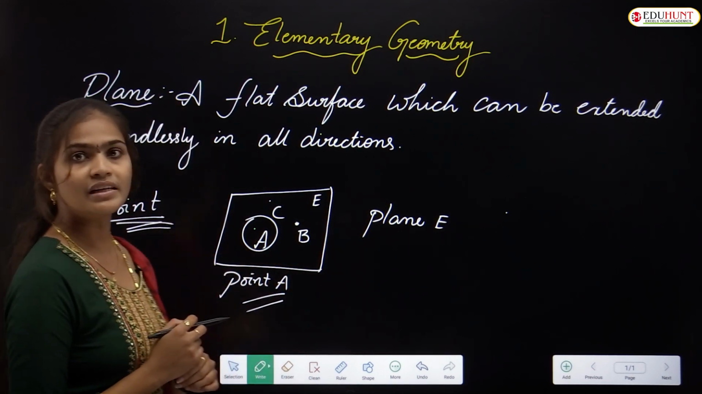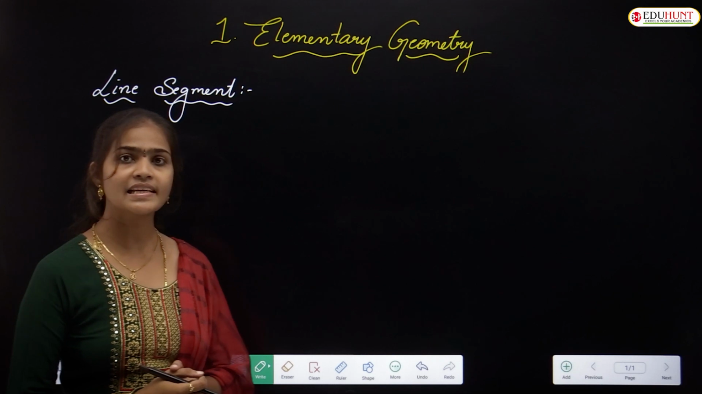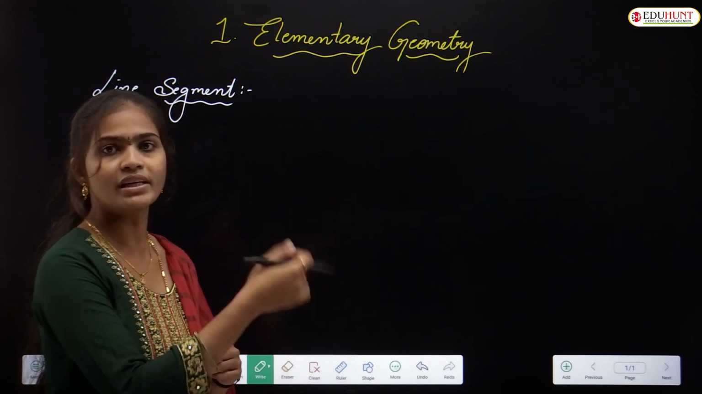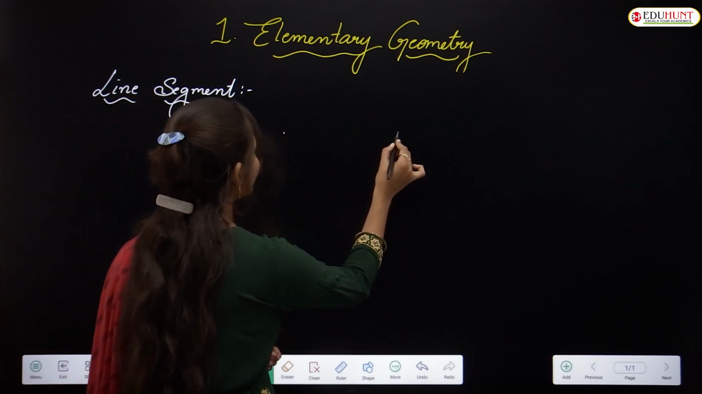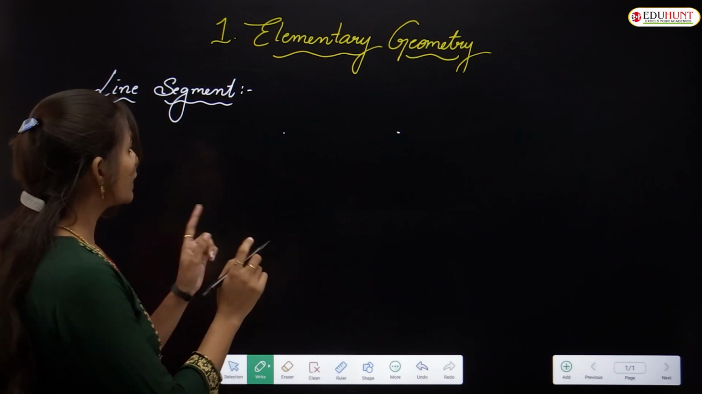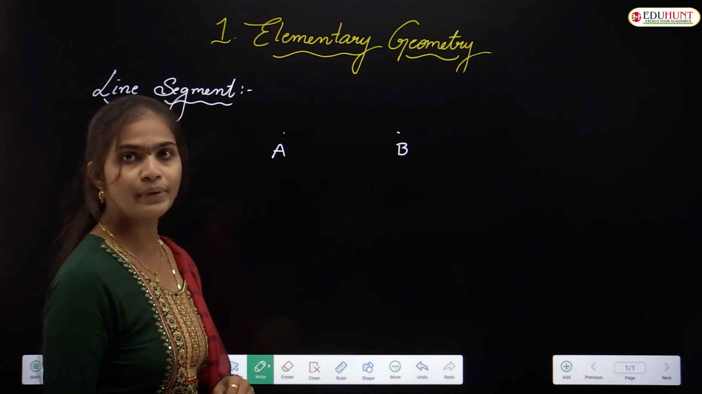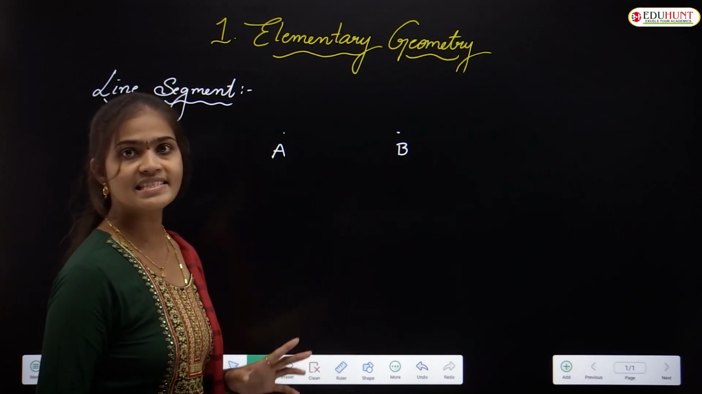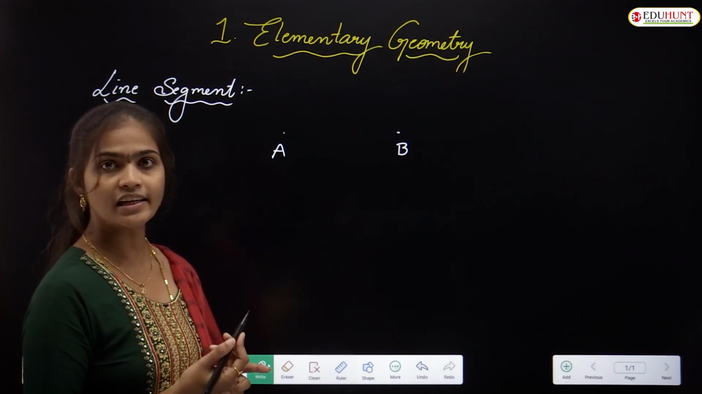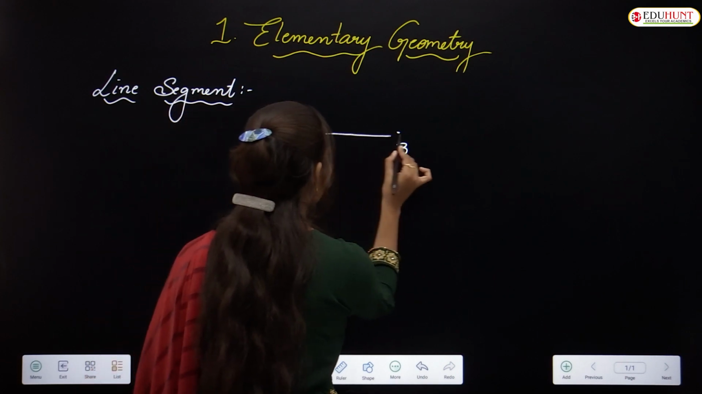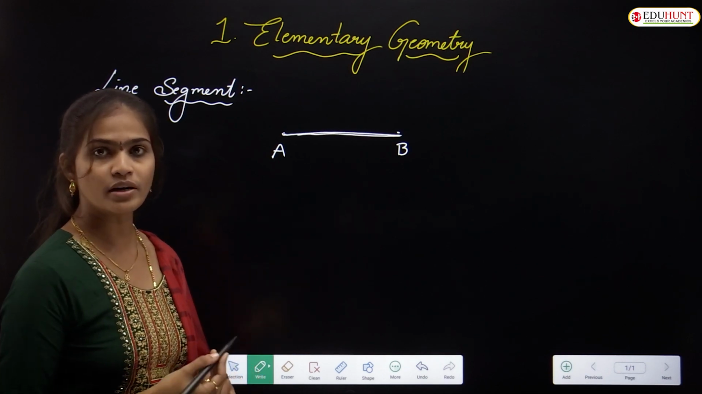After the point we have the line segment. Okay, next we have the line segment. So what about the line segment? Previously I took one point and gave it a name such as point A, point B. Here I take 2 points on a plane. I take this one as point A and this one as point B. Okay, the shortest distance between the 2 points A and B, how can we calculate that? By joining these 2 points we can calculate its shortest distance.